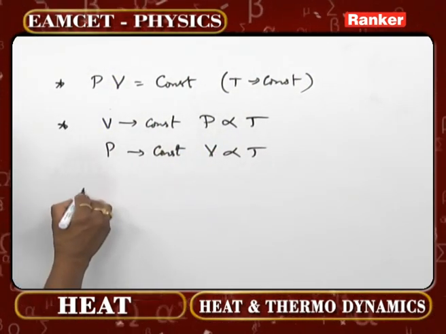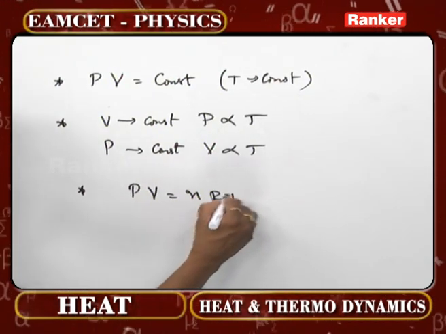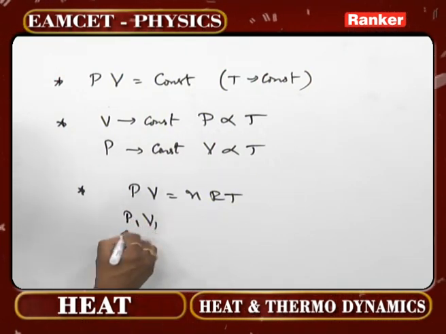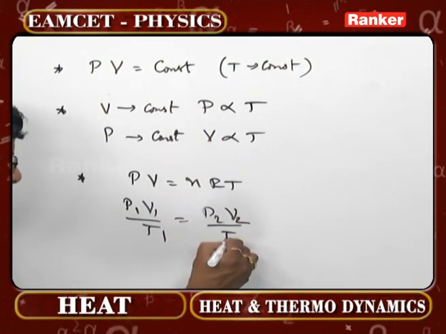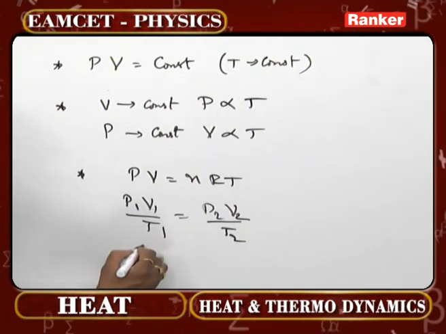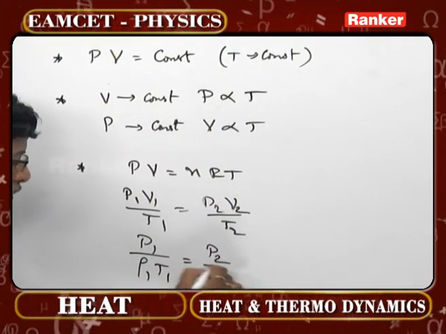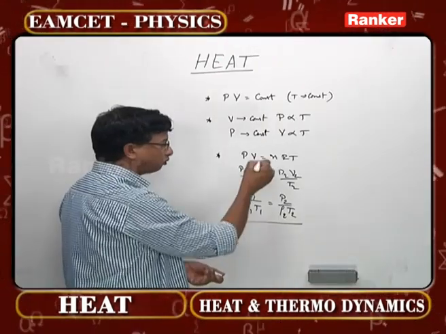In addition to that, you have discussed PV is equal to nRT, the gas equation we used to take up, where P1 V1 by T1 is equal to P2 V2 by T2 is the other version of this equation. Likewise, P1 by rho 1 T1 is equal to P2 by rho 2 T2. This is another version of the same equation one has to remember.